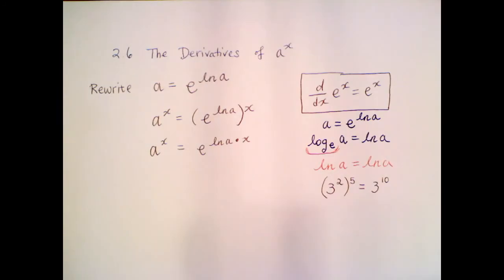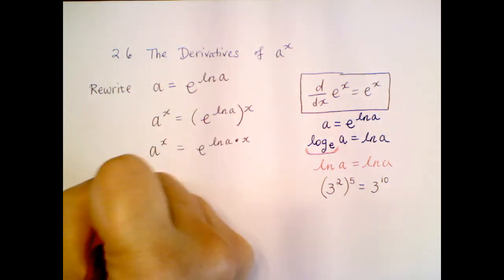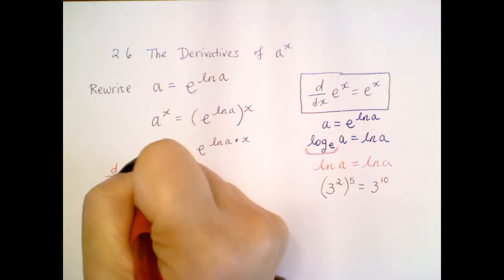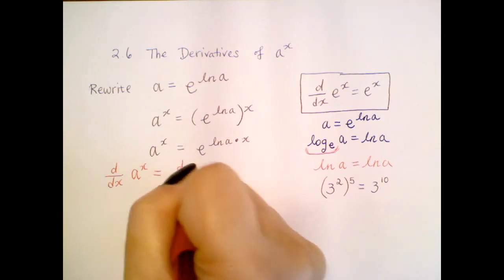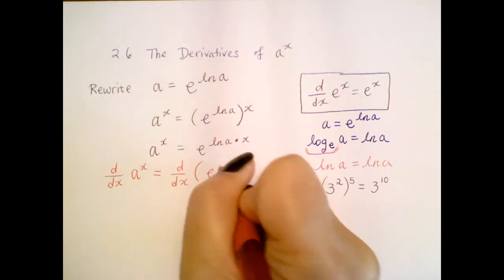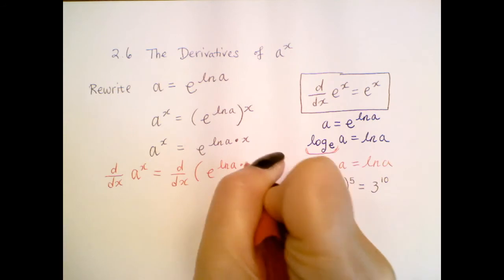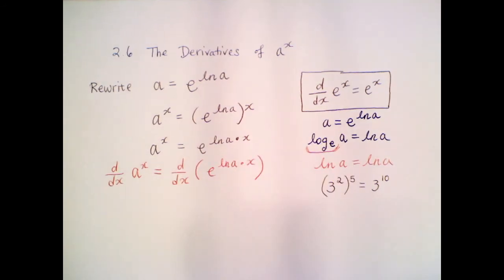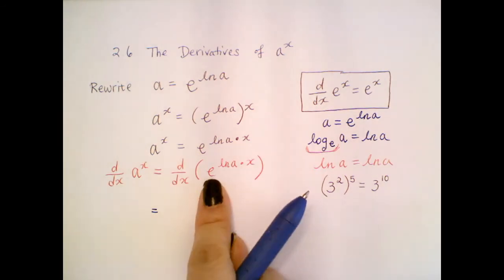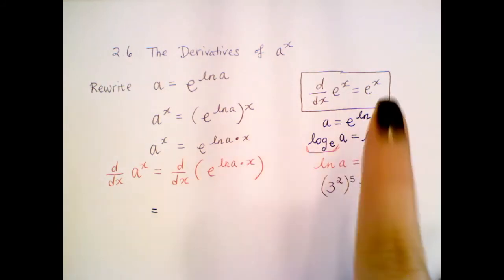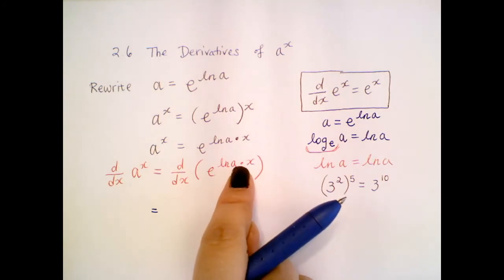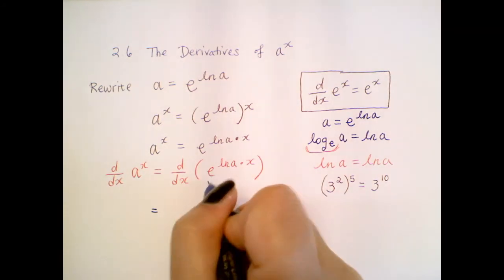Now, I'm going to take the derivative of both sides at this point. So I want the derivative with respect to x of a to the x is equal to the derivative of the right side, whatever that is going to be, and we actually do know how to find this. You know how to find the derivative of an exponential function that has e as the base. It's just going to be itself times the derivative of the expression in the exponent position. So first write this down.